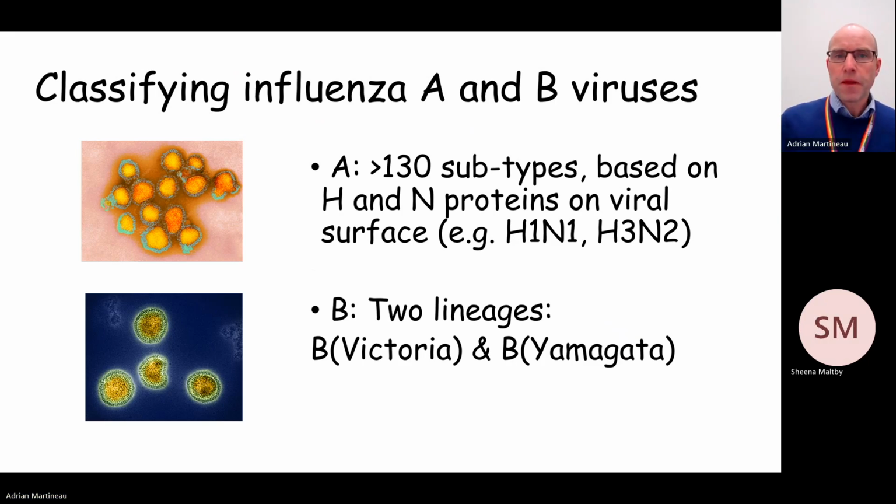Now, within flu A and flu B viruses, there are different subtypes or lineages respectively. So within flu A, there are actually more than 130 subtypes, and these are based on two proteins called H and N, which are expressed on the viral surface. Two of the common combinations are H1N1 and H3N2, just to give you a flavour for how those flu A subtypes are written down. By contrast, flu B simply has two lineages, which are called respectively B Victoria and B Yamagata, which is the lineage of interest for this talk.